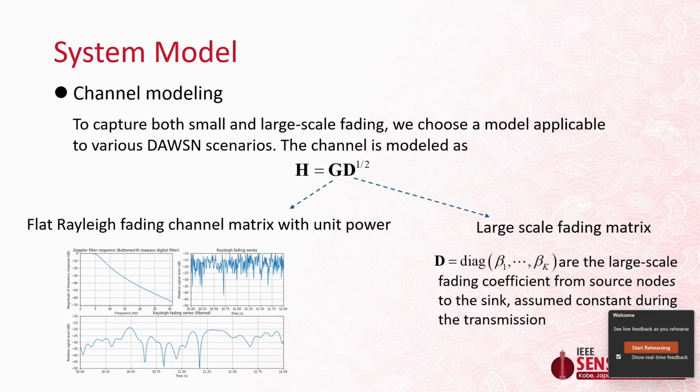As I mentioned in my previous lecture, the channel model is crucial for WSN systems to capture both the small-scale fading and large-scale fading. We choose a model applicable to various DAWSN scenarios. The channel is modeled as shown in the slide, where G is the flat fading channel matrix with unit power, and D means the large-scale fading matrix. It equals the diagonal of beta 1 to beta K, where beta is the large-scale fading coefficient from the source node to the sink node, assumed constant during the transmission.